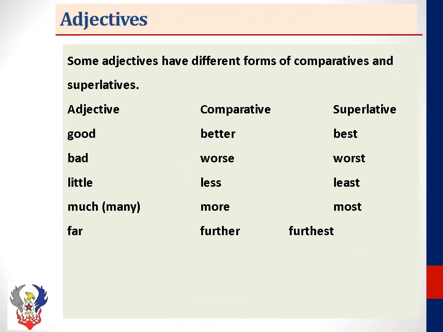Some adjectives have different forms of comparatives and superlatives. Adjective, comparative, superlative. Good, better, best. Bad, worse, worst. Little, less, least. Much, many, more, most. Far, further, furthest.